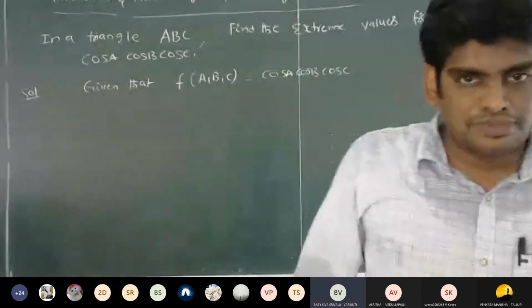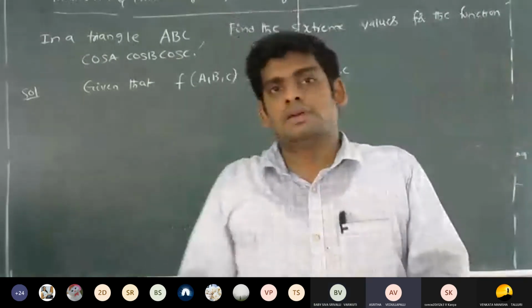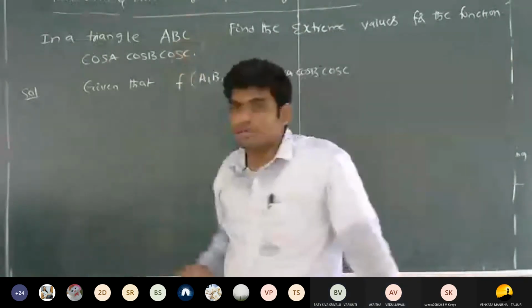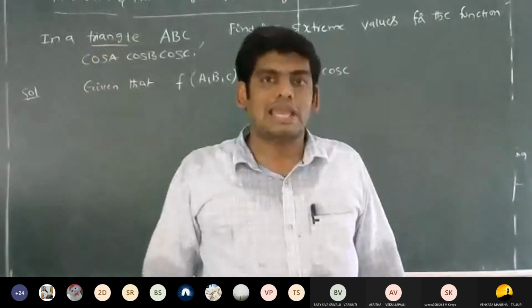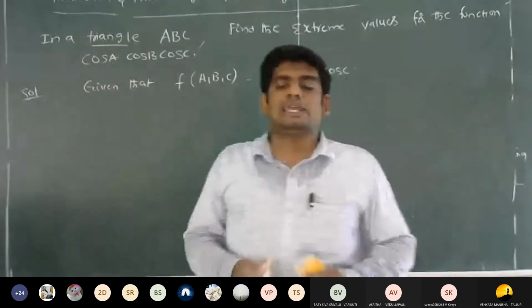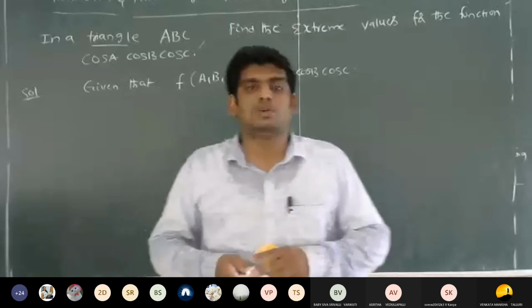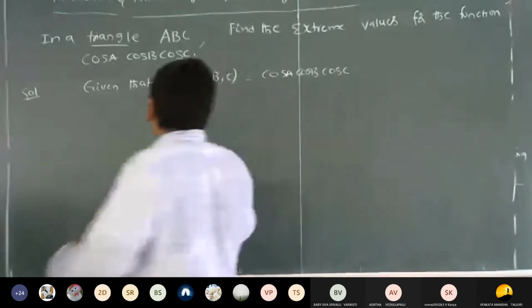A plus B plus C equals 180 degrees, sir. Yes, that is the constraint. Why? Because it is clearly mentioned that it is a triangle, and in a triangle we know that the sum of the angles is equal to 180 degrees. So that is the constraint.